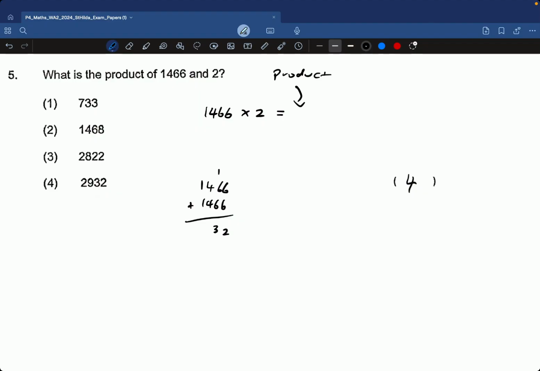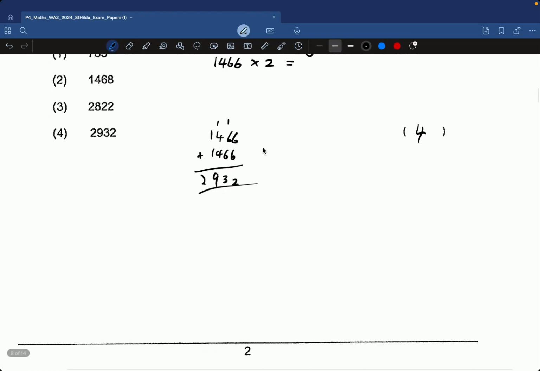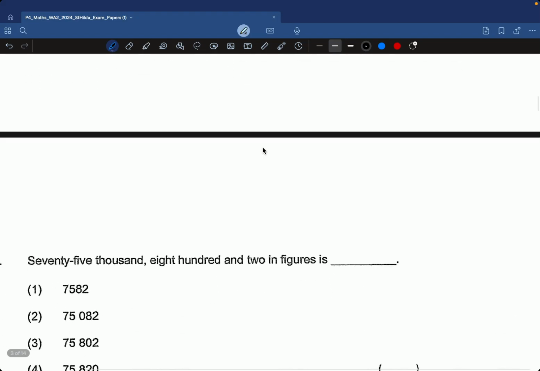Because if I were to continue this, right, I'll put 1 here. This is 4 plus 4 equal to 8, 9, and then 2, 9, 3, 2, right? So if you're able to do multiplication really fast, then you can do the normal workings. Otherwise, this actually can save you a lot of time as well. All right, let's move on to the next question.